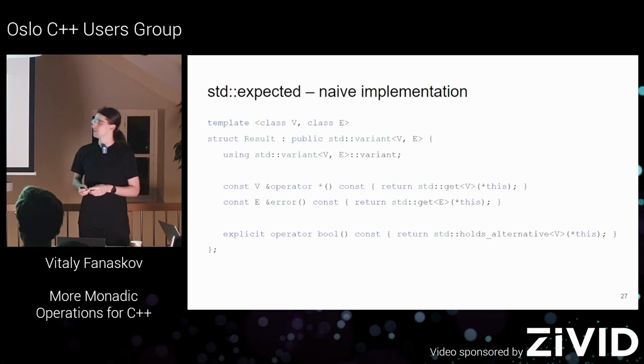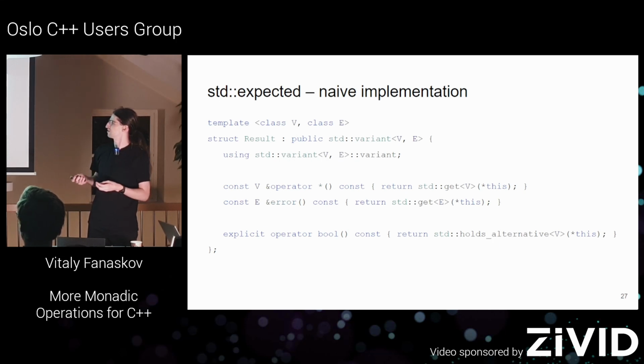Traditionally, there is a naive implementation. My naive implementation of std::expected just inherits from variant and uses its constructors. There are two methods to get either an error or to see whether this is a value, and the operator bool to check whether it contains a value or error. But don't put too much attention on it.